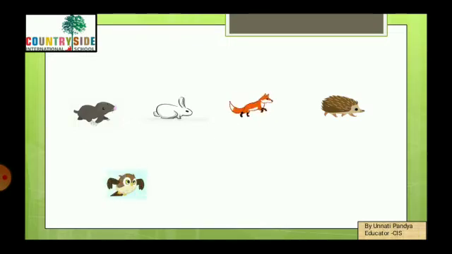The first one to find the mitten was a mole. The next one, rabbit. After them, fox entered. Then entered the hedgehog. After the hedgehog, it was the owl. After the owl, a bear.